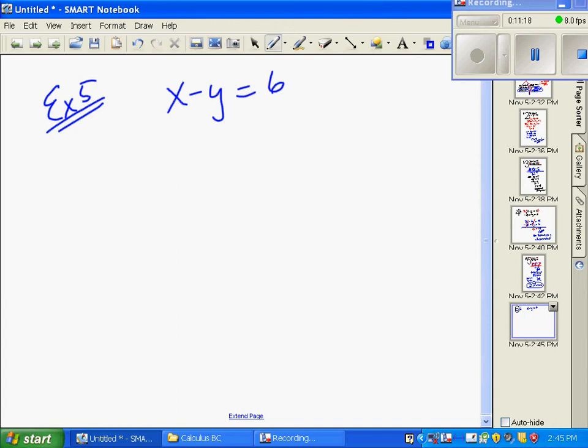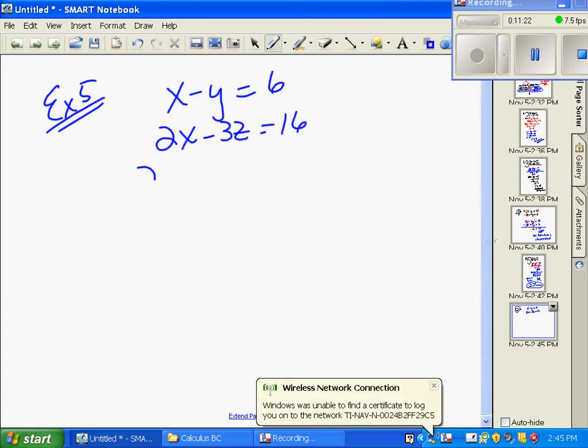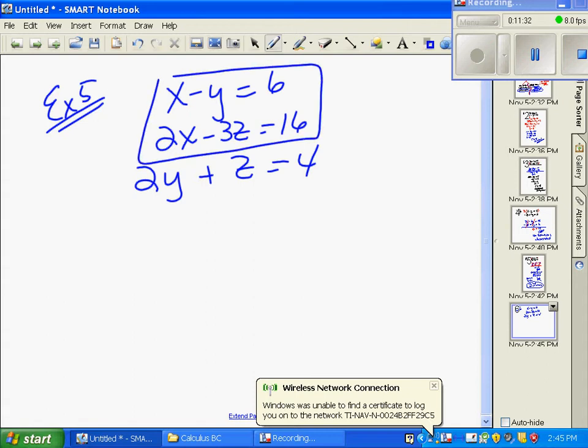X minus y equals 6. 2x minus 3z equal to 16. 2y plus z equal to 4. Alrighty. I think what I'm going to do is put these first two together. Let's put those two together first: x minus y equal to 6 and 2x minus 3z equal to 16.